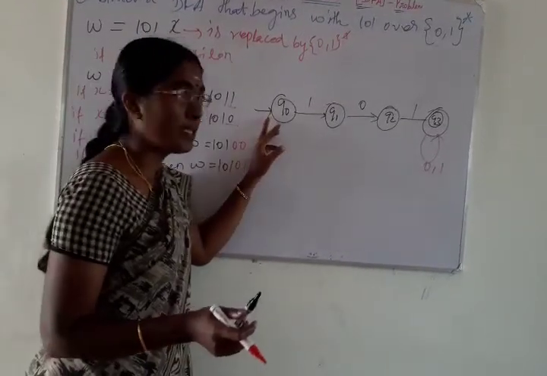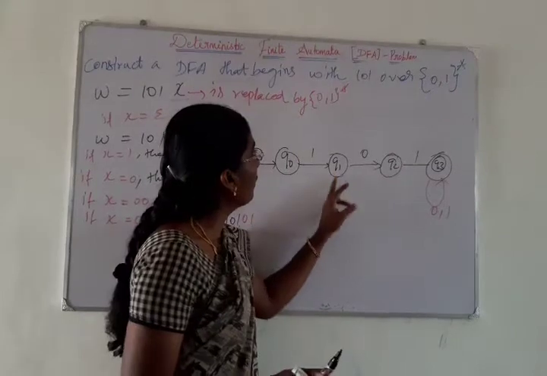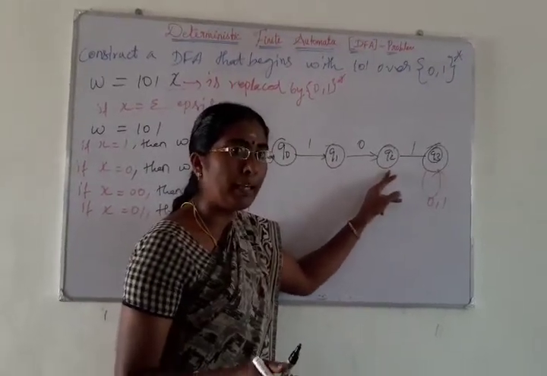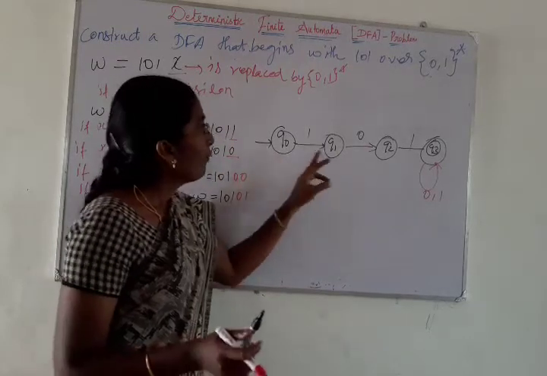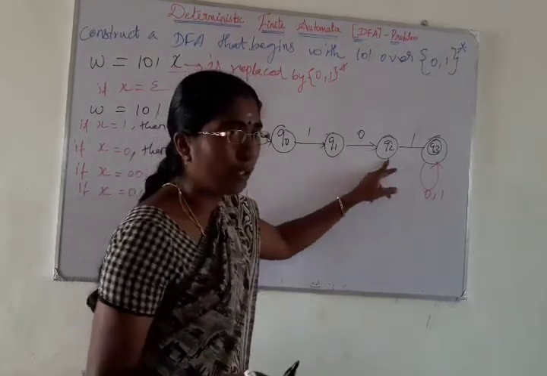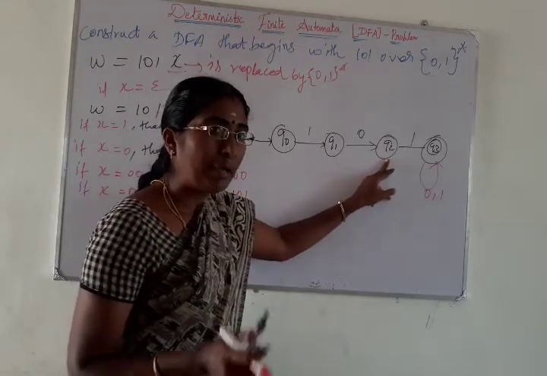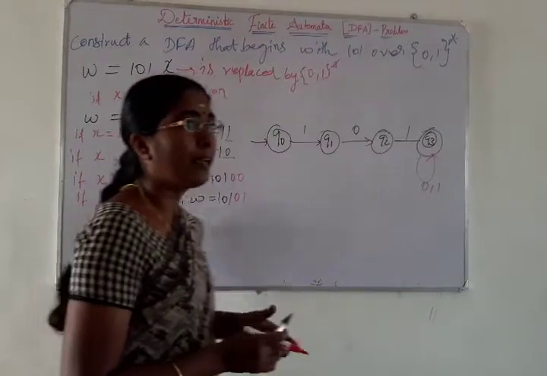But we still have to construct the remaining transitions for the states Q0, Q1 and Q2. What are the remaining transitions? For the state Q0, the transition on 0. From the state Q1, the transition on the input symbol 1. From the state Q2, the transition on the input symbol 0. We have to make 3 more transitions for these 3 states. How do we make these 3 transitions?